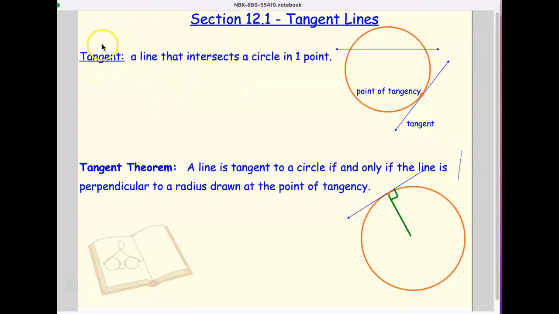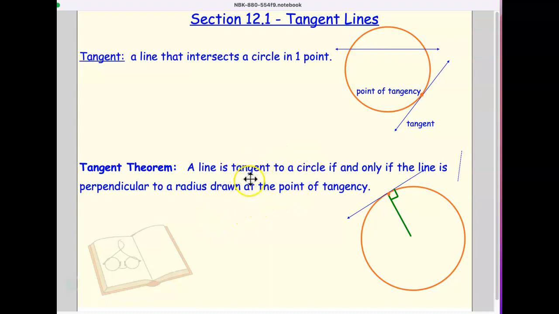So the first thing we're going to talk about is what is a tangent line to a circle. It is a line that intersects the circle in exactly one point. So this would be a tangent line. It just skims the edge of the circle, hits it in one point, and keeps going. Okay? That's different from, let's say, a secant line or a chord that intersects the circle in two spots. A tangent only hits it in one spot.